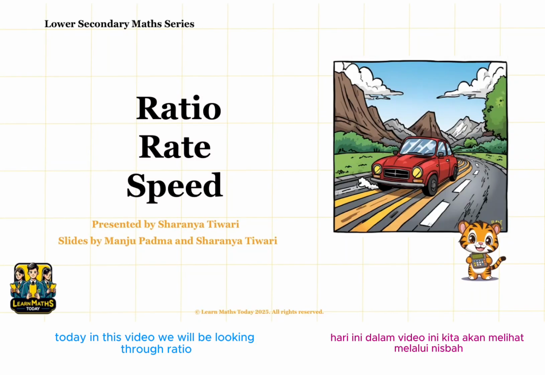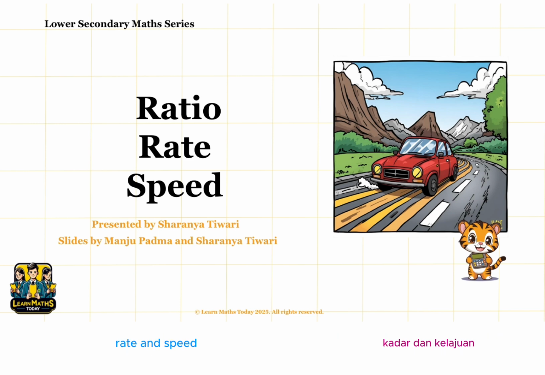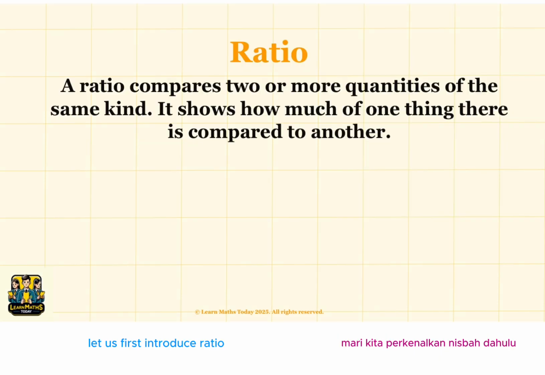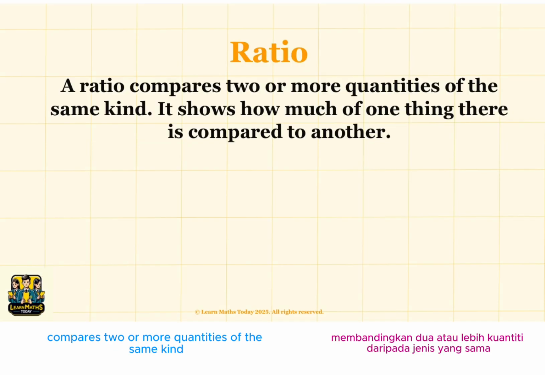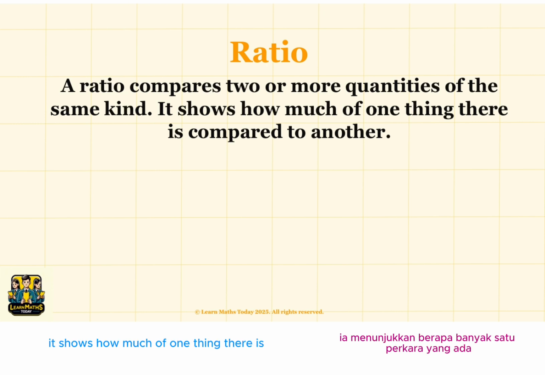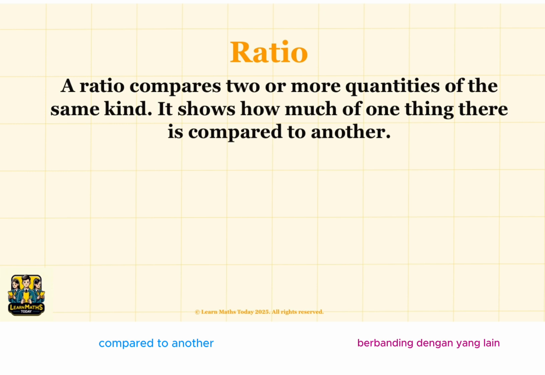In this video, we'll be looking through ratio, rate, and speed. Let us first introduce ratio. A ratio essentially compares two or more quantities of the same kind. It shows how much of one thing there is compared to another.